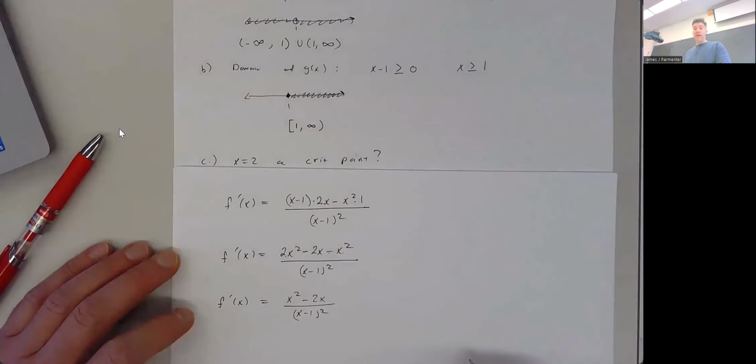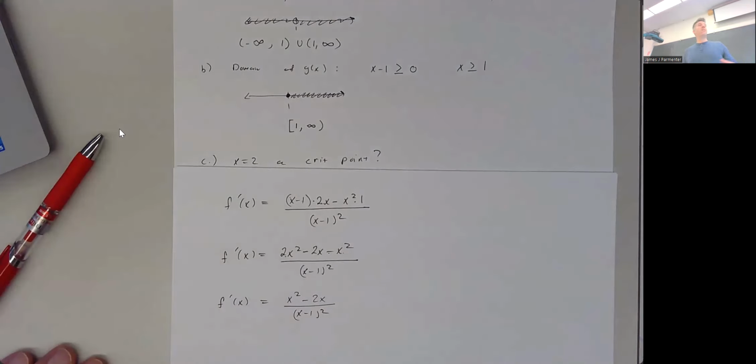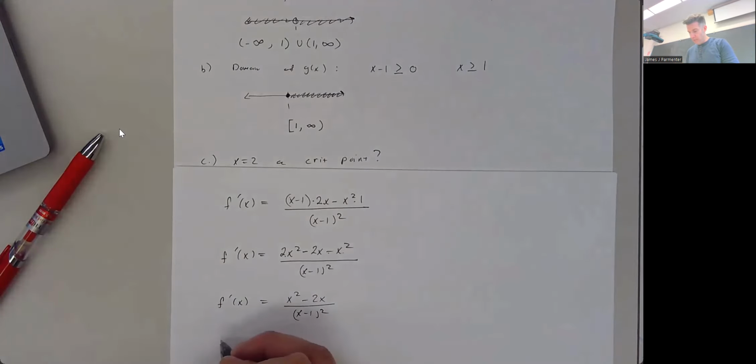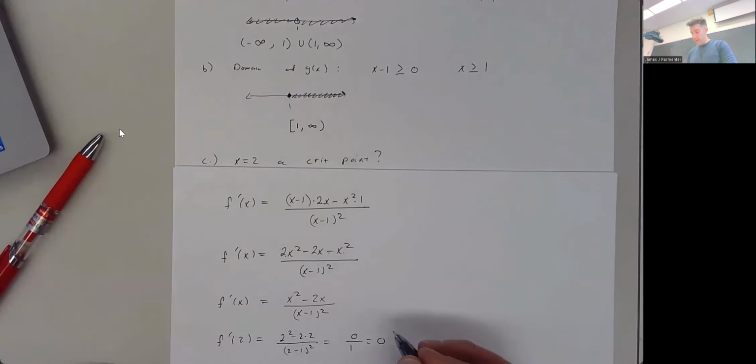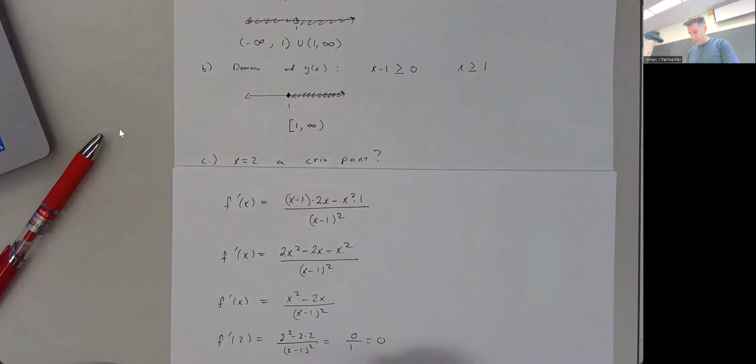So now, if x equals 2 is a critical point, what should happen when I plug it into the derivative? I should either get 0, or maybe undefined, right? Because you can have a critical point where the derivative is undefined. So f prime of 2 is equal to 2 squared minus 2 times 2 over 2 minus 1 squared. Oh yeah, that is equal to 0. 4 minus 4 is 0 over 1, which is 0. So yes, x equals 2 is a critical point for f of x.